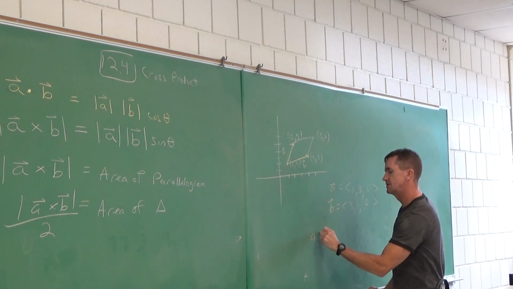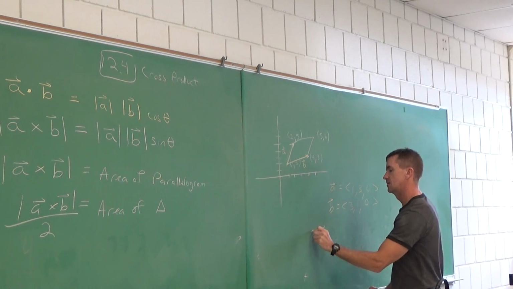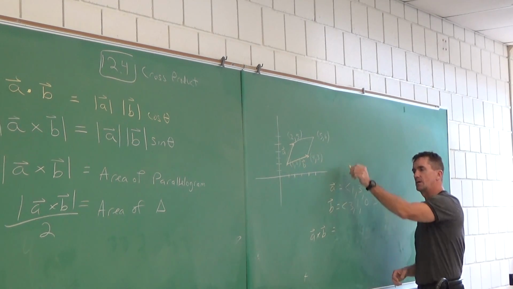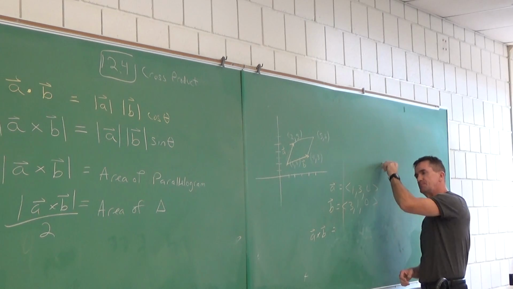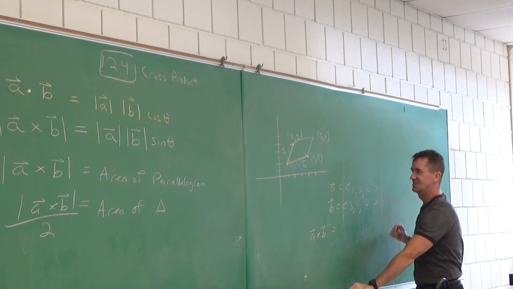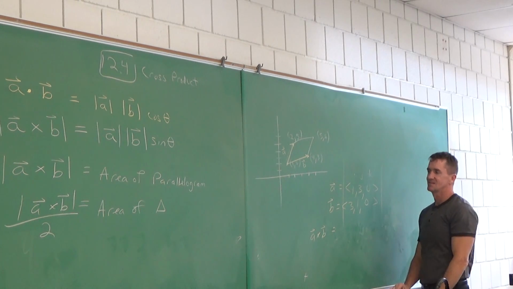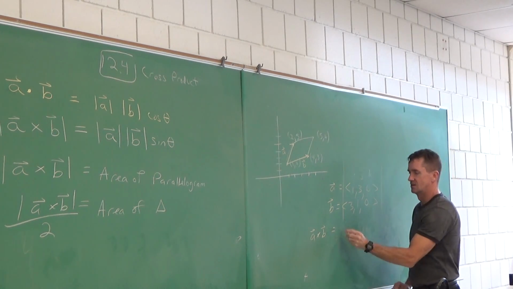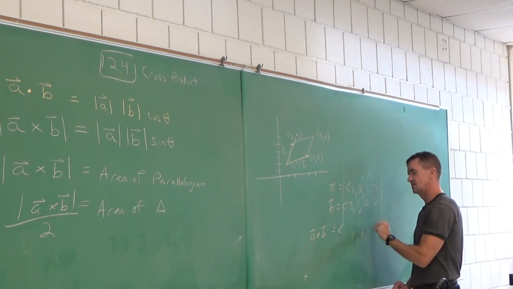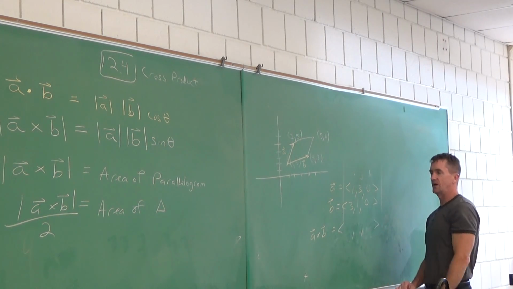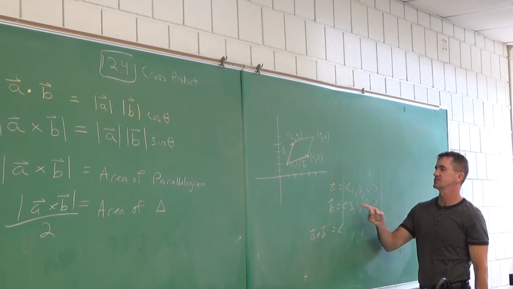Alright, well then what is A cross B? Alright, I'm gonna have to do what to this thing? If you want to write this, you can. They call this the determinant. We're finding the determinant of that matrix.